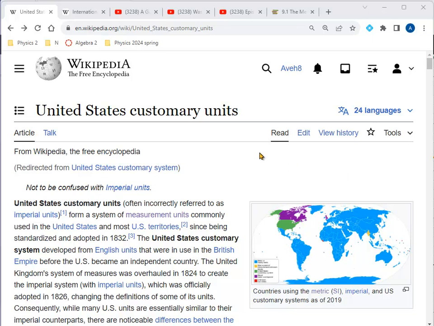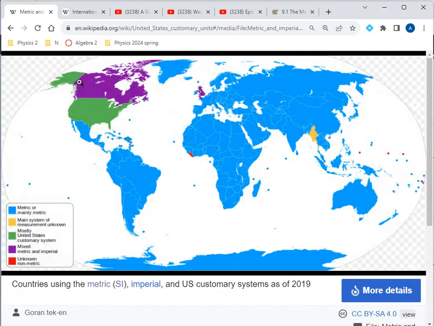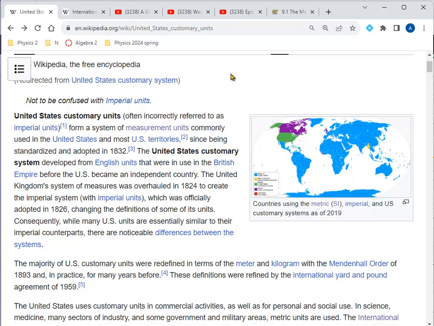So here's what I call quickly the American system. Its real name is the United States Customary System, a little bit of a long word. I think that might have been the first time I used it. I really try to avoid that when I record. And we can see that it's only really used in the United States, Liberia and Myanmar. Everywhere else you have the metric system. And I guess Canada and Great Britain are a little bit of a mix between those.